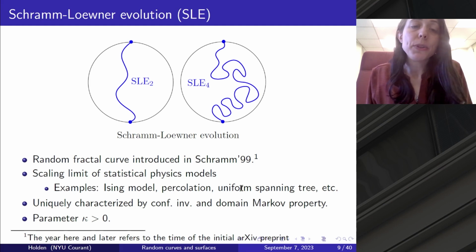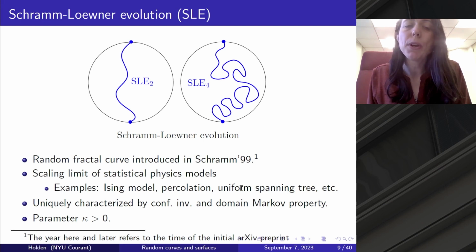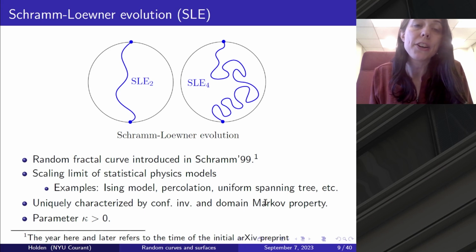The SLE curve is uniquely characterized by two natural properties known as conformal invariance and the domain Markov property. So Oded Schramm was studying a number of different statistical physics models, and he realized that the various models he studied were believed to have scaling limits with two properties in common. And this was exactly this conformal invariance and this domain Markov property. And he argued that there is a unique one-parameter family of curves satisfying these two properties, and therefore these curves are exactly the candidates for the scaling limit of the discrete models.